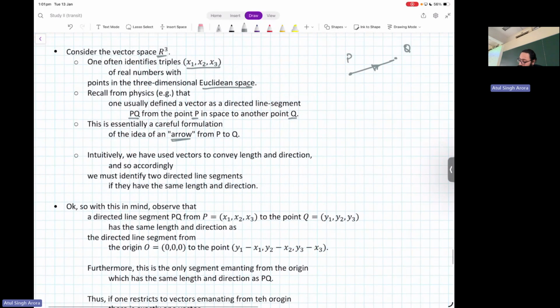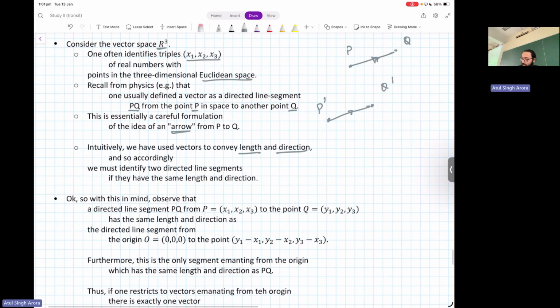The point of a vector is that we only care about the length and the direction. So we want to say that any two line segments, suppose this was P prime, Q prime, that also had the same length and the same direction, then mathematically we want these two objects to be the same. We want to identify them as the same object.